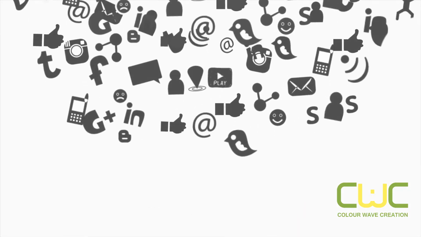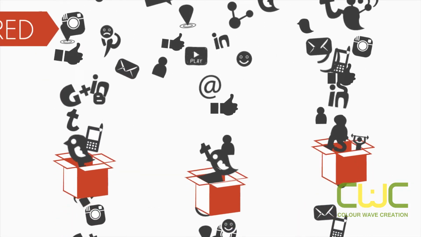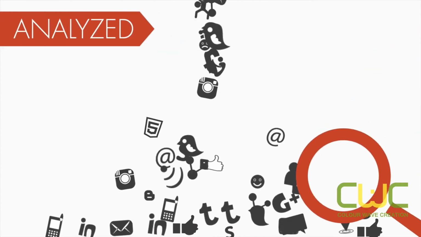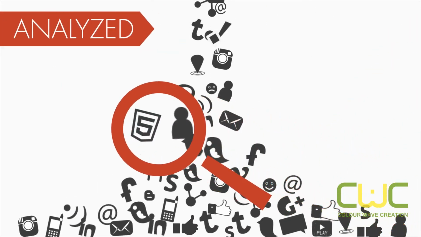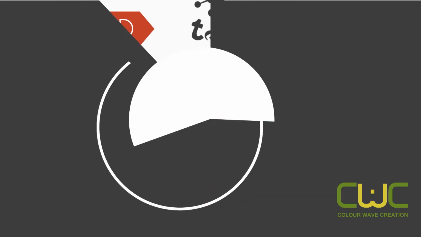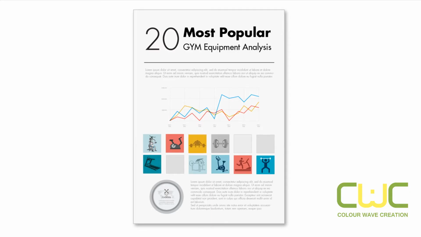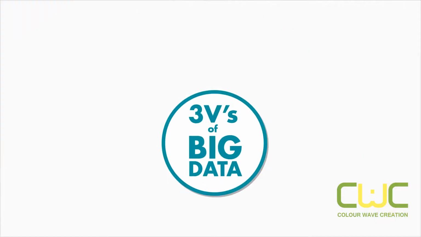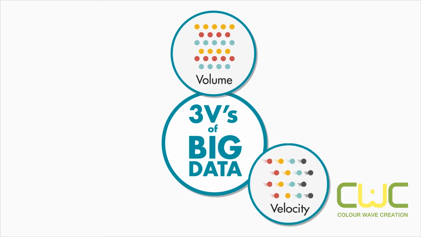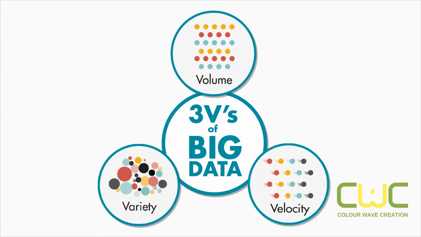All this data, if sorted, filtered, and analyzed, can produce usable information which can be a key input for decision making. So, yes, even Facebook posts may actually help you find the best gym equipment for your organization. Big data is characterized by the three V's: volume, velocity, and variety.